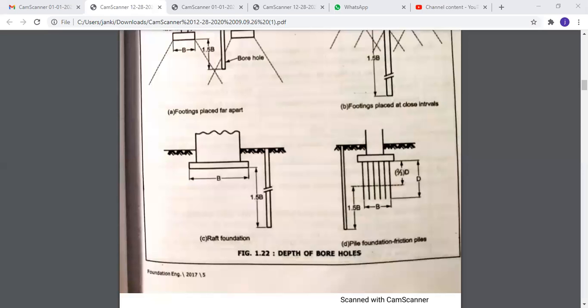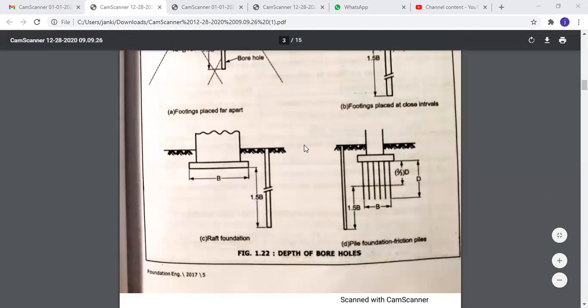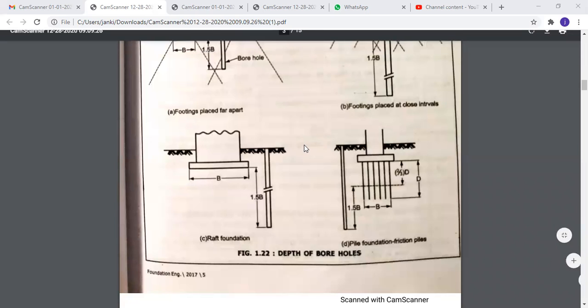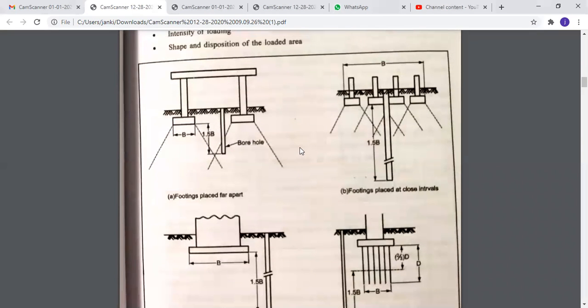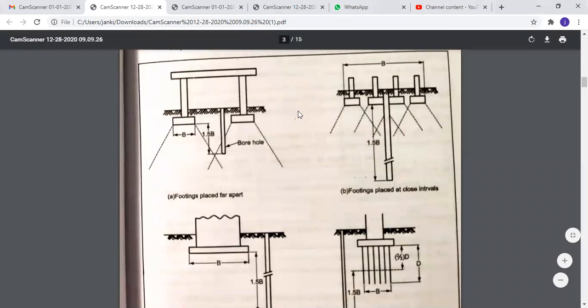Okay, so we continue our lecture here. There are some obstructions here, right? So I am talking about the first figure here.